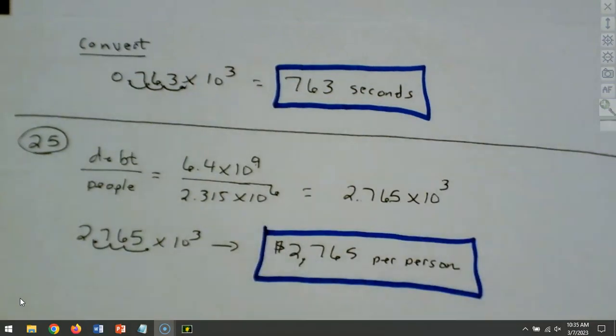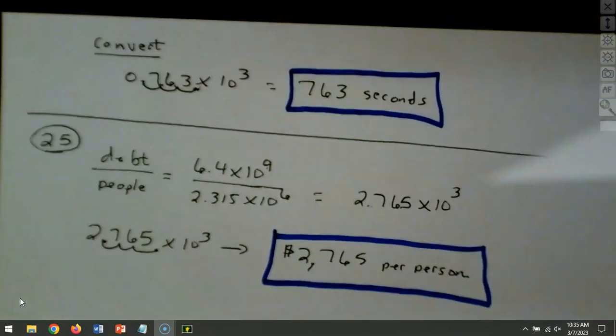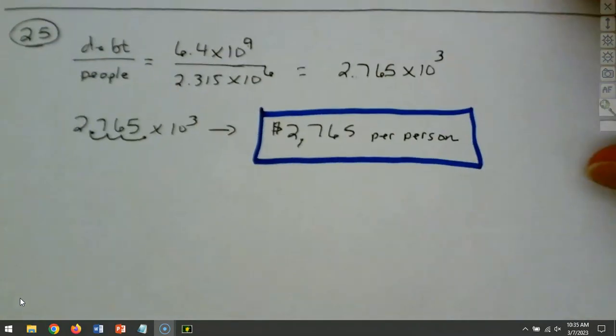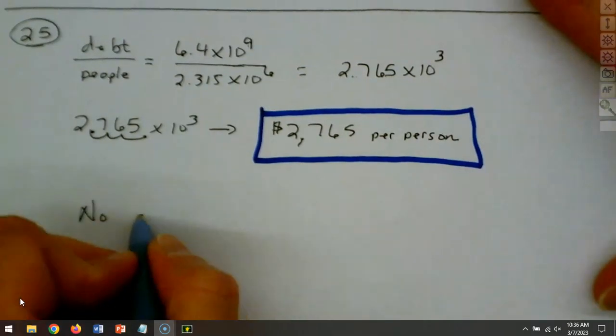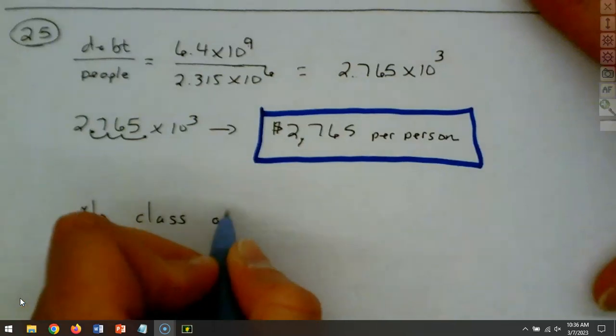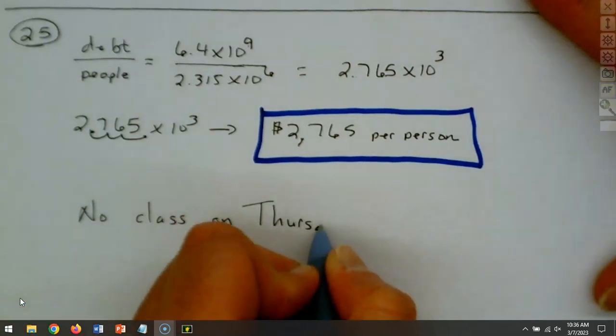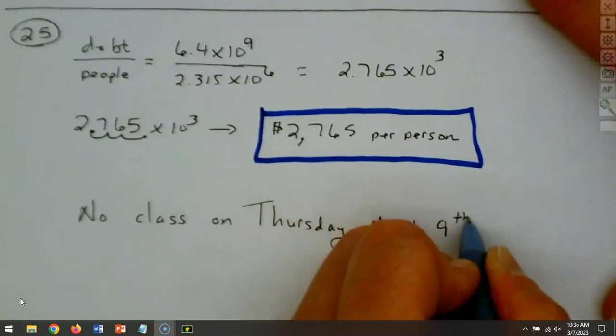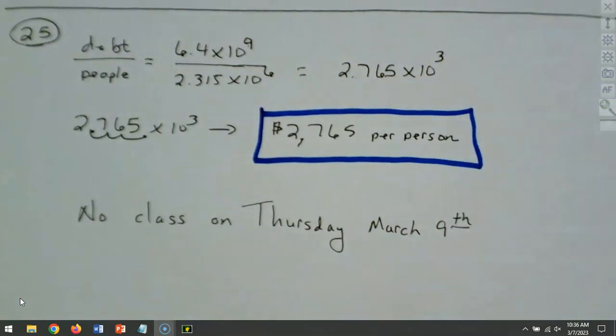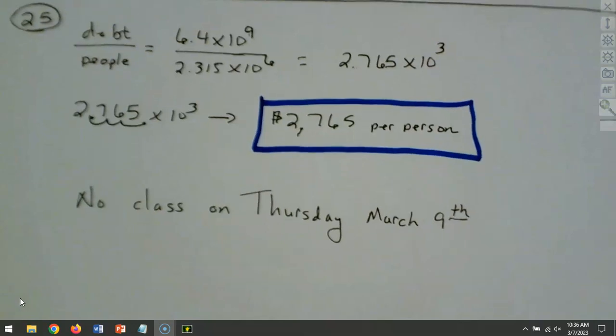Now, no class on Thursday, because that is math relays, so we're not having any math classes at all. So no class on Thursday, March 9th. Okay, that's math relays. We're bringing in high school students, so there'll be a lot of high school students on campus next Thursday. There'll be about 250 of them from area high schools, and they're going to compete in math relays. So we're canceling all of our math courses on Thursday, March 9th.